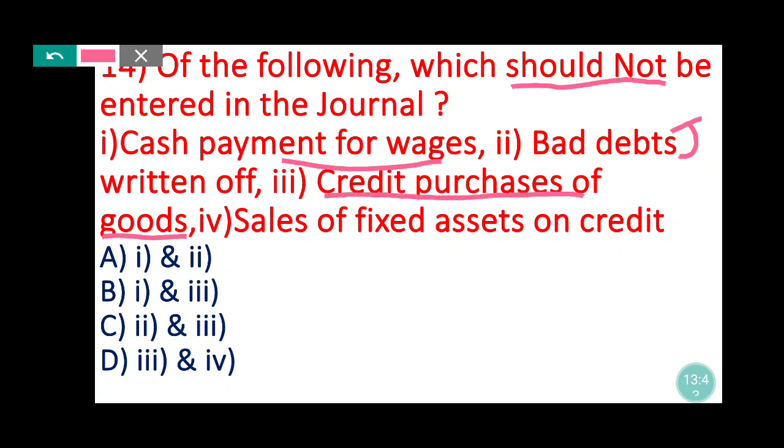And the fourth one is given, sale of fixed asset, that is non-current asset, on credit. So it enters in the journal. So which is not coming in the journal? Cash payment for wages and credit purchase of goods. So first and third one. So here the answer is B. First and third is given there.